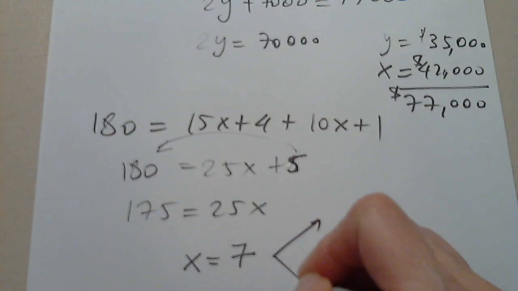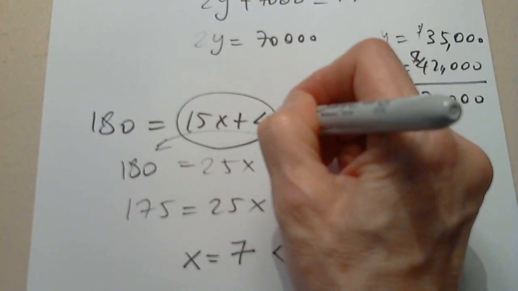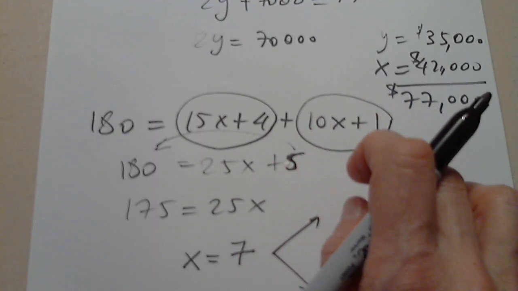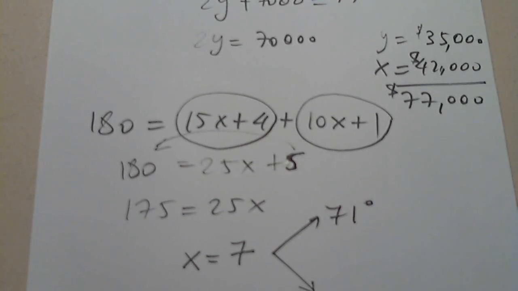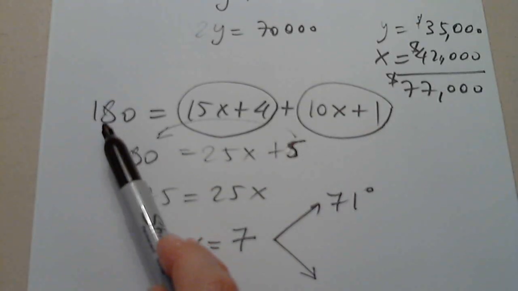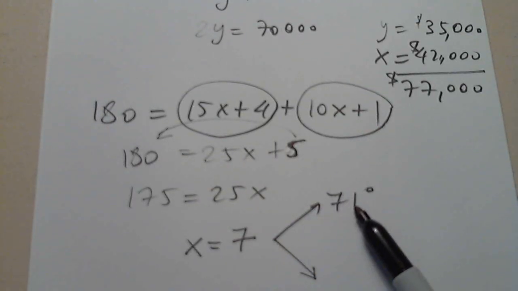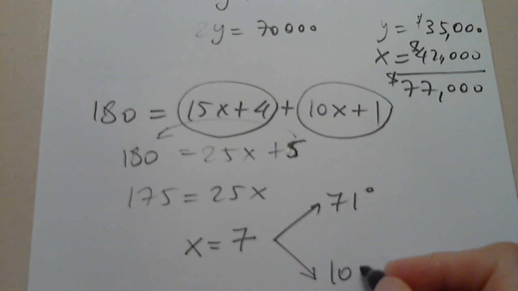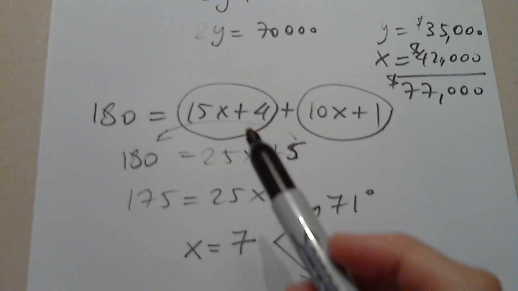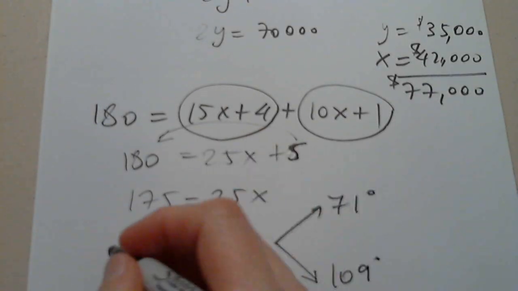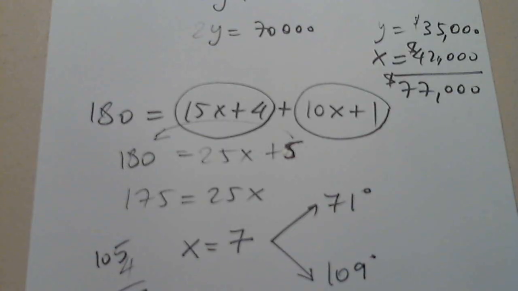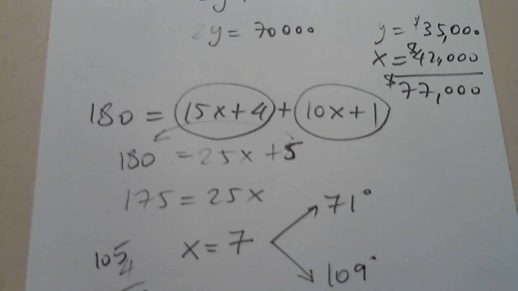Now, we have to find those two angles. This is one angle, and this is the other. 7 times 10 is 70 plus 1 is 71. You can either say 7 times 15 plus 4, or from 180 degrees, subtract 71. And you get 109. Let's check. 7 times 15, 105 plus 4, 109. They have to add up to 180.